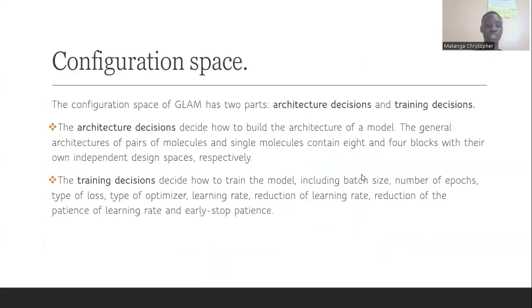Okay, so the configuration space of GLAM has 2 parts: the architecture decisions and the training decisions. The architecture decisions decide how to build the architecture of the model. The general architectures of pairs of molecules and single molecules contain 8 and 4 blocks with their own independent design spaces respectively. The training decisions decide how to train the model, for example, batch size, the number of epochs, the type of loss, type of optimizer, learning rate, among other things.